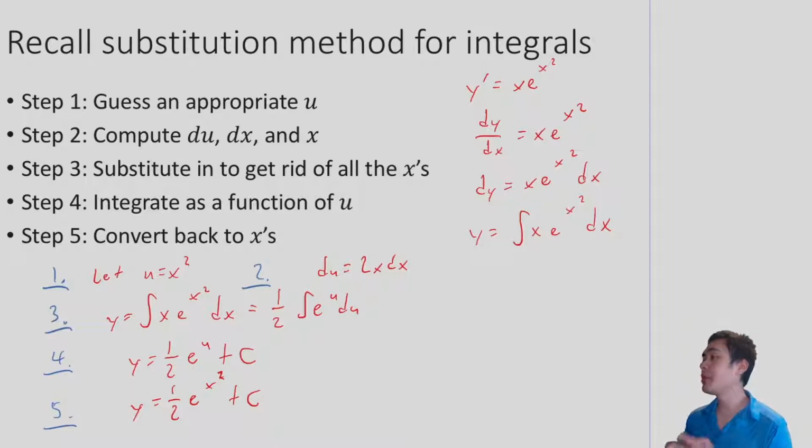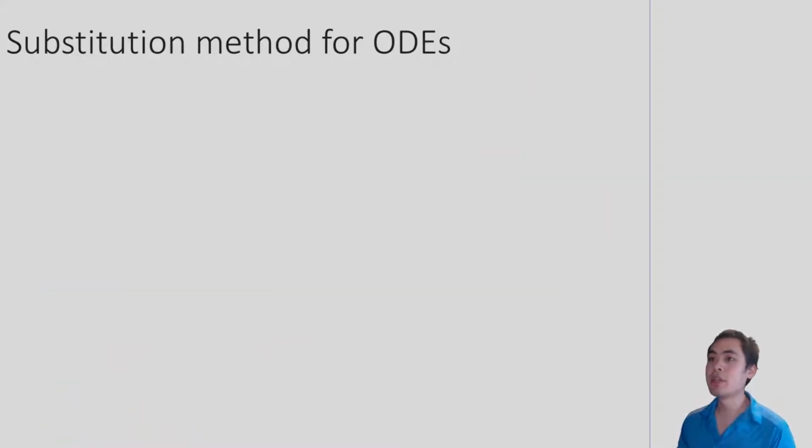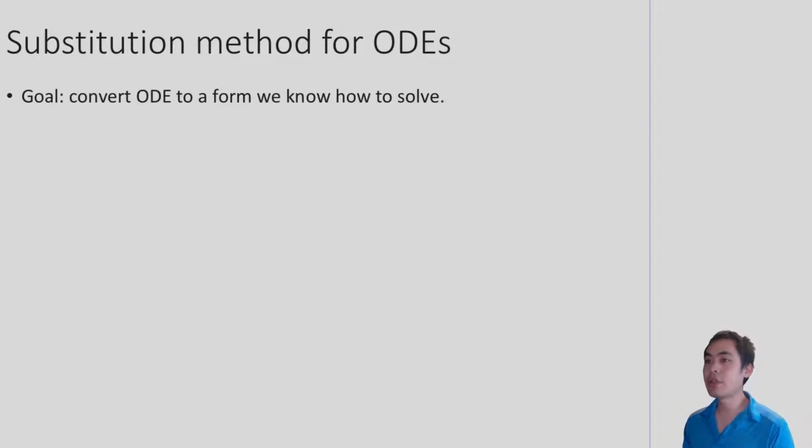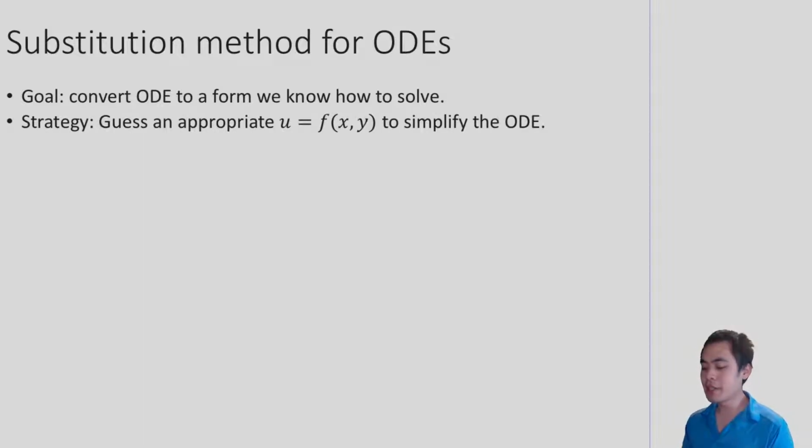So we can do something very, very similar for ODEs. The goal here is to convert the ODE to a form we know how to solve. The strategy is, of course, to guess an appropriate u that's a function of possibly both x and y to simplify the ODE. As a caveat, sometimes we need multiple substitutions. But let's start with an example.